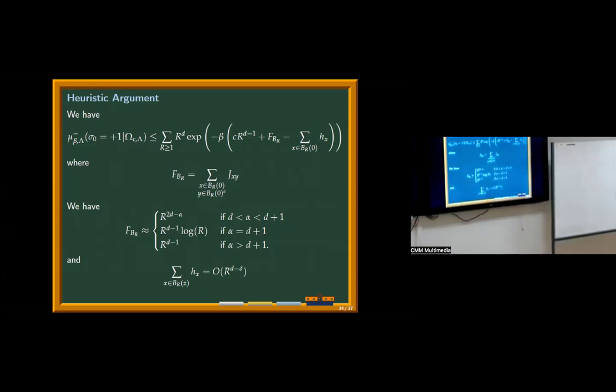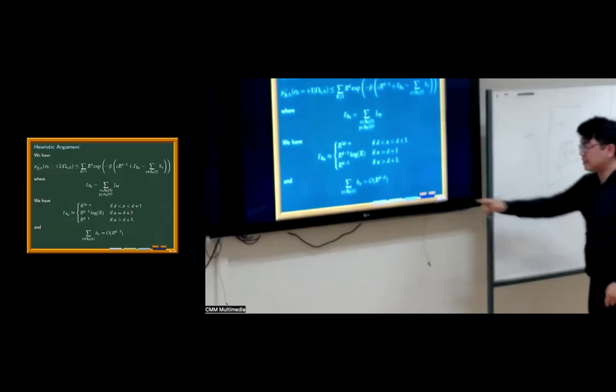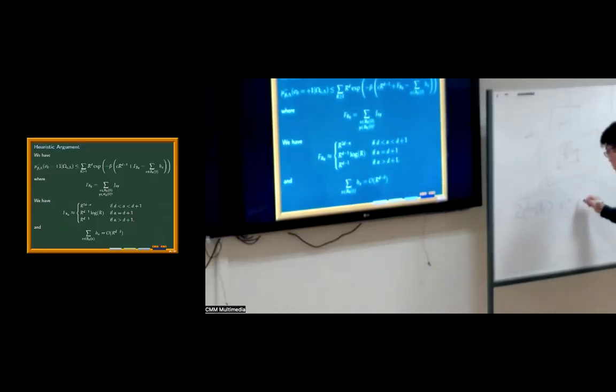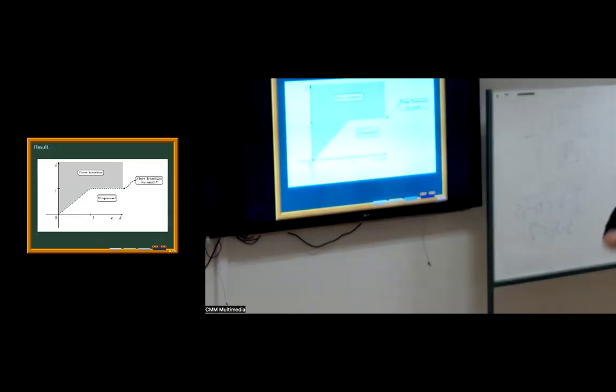What does this mean? To show a phase transition, we expect that the energy of the two-body interaction of the contour should be stronger than the external fields. So for example, consider 2d minus alpha. If this is larger than d minus delta, we expect a phase transition, because the contour energy is much stronger than the one-body external fields. If you do the calculation, you see that delta is larger than alpha minus d. And this is exactly what we proved.